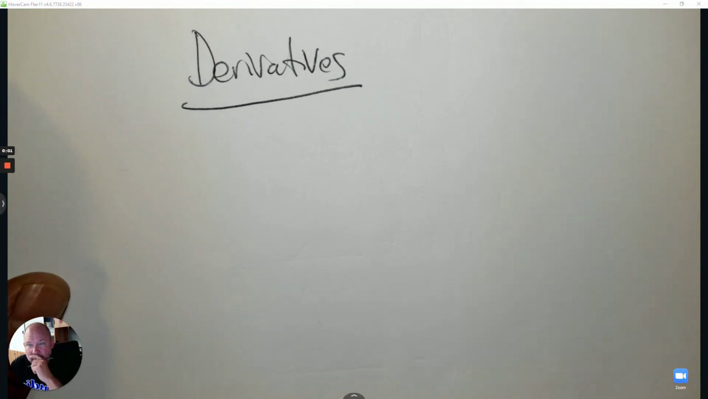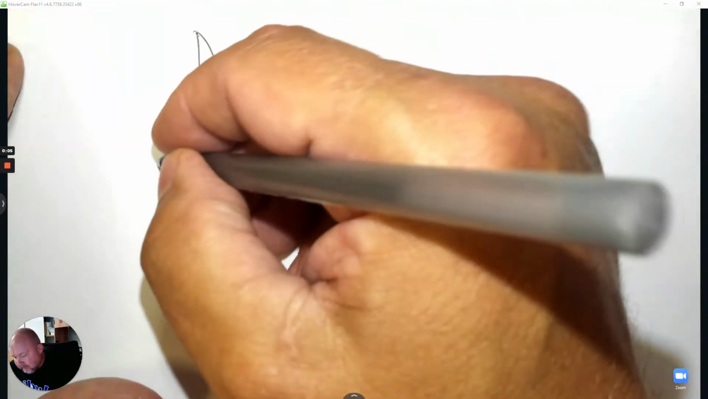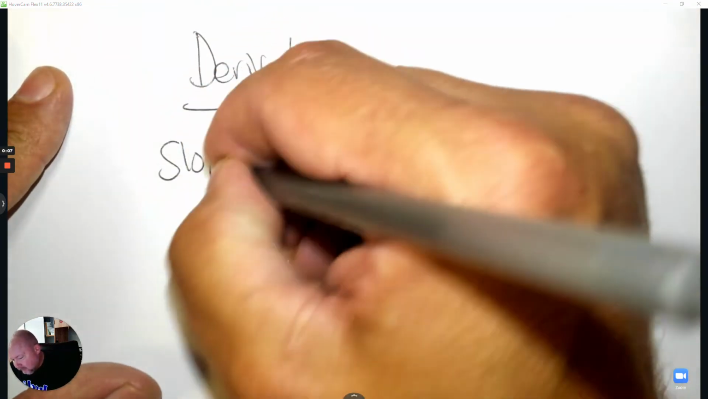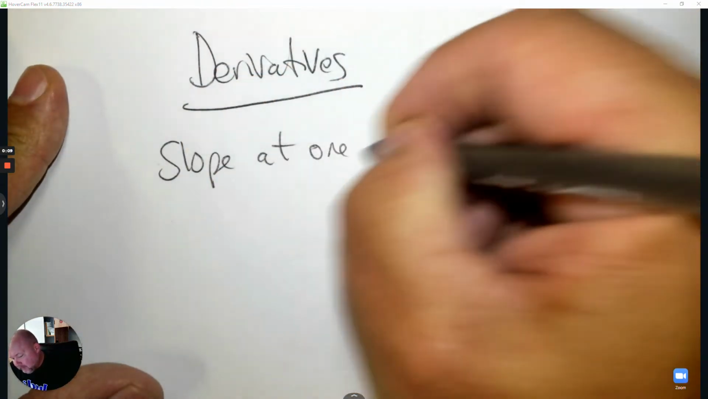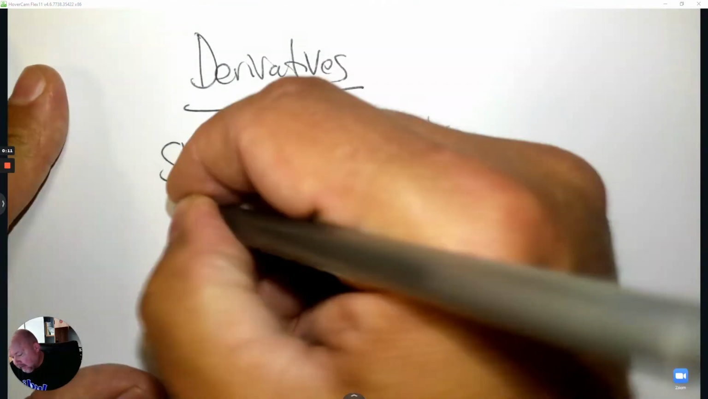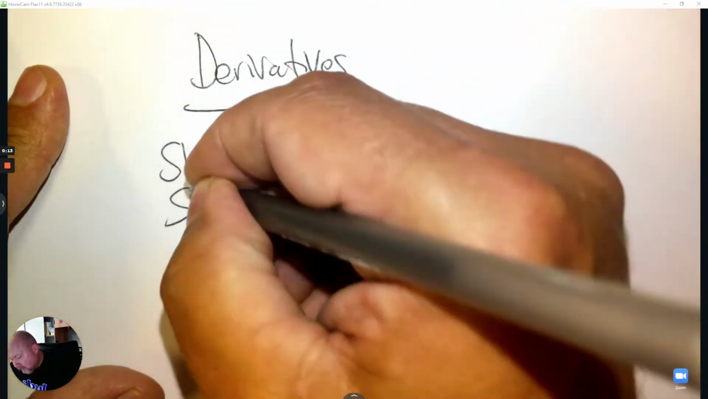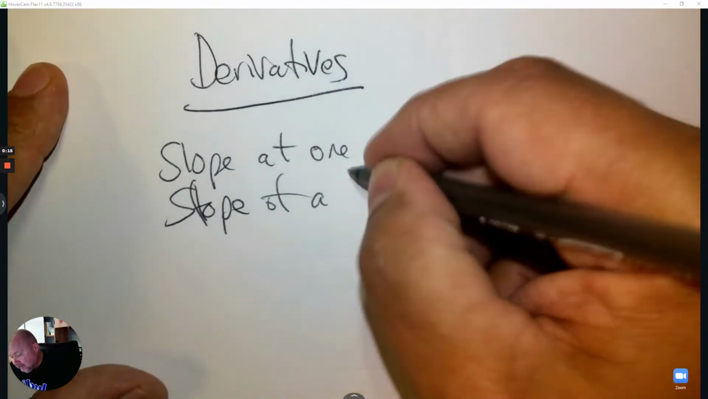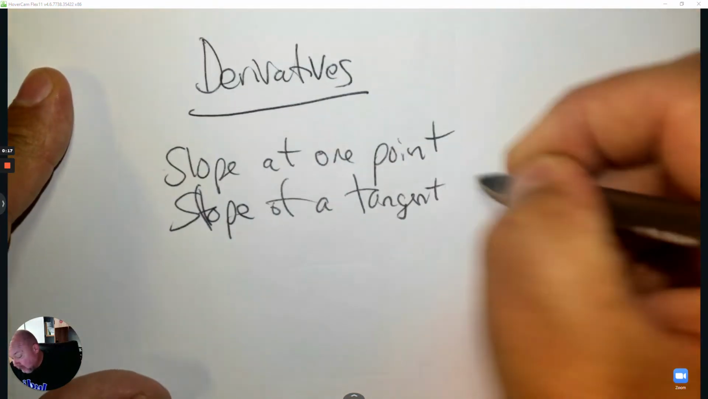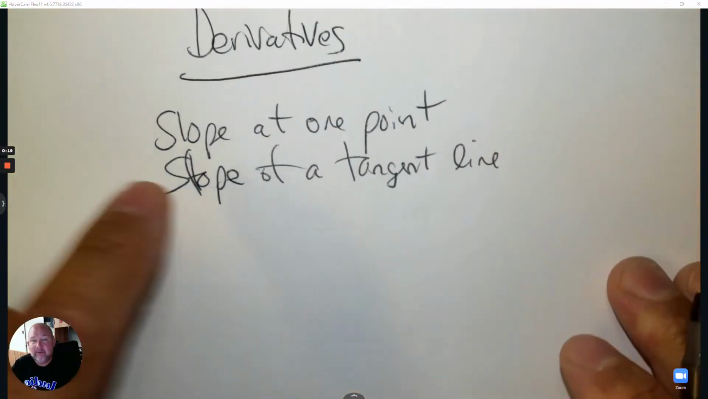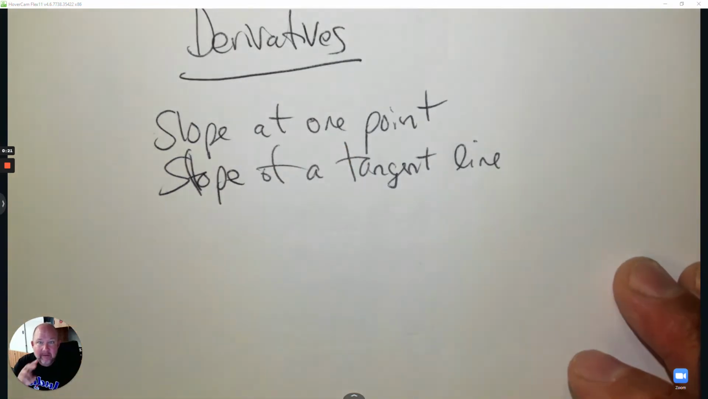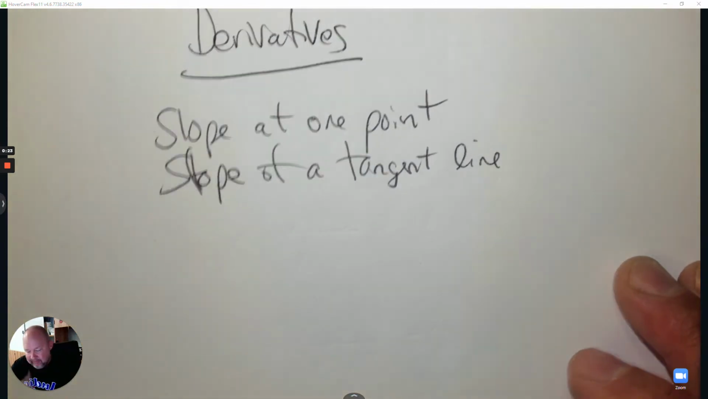So this is a review on derivatives, but knowing what a derivative is. So derivative is slope at one point. You could also say slope of a tangent line, but I really want you to say the word slope and have the concept it's slope at one point rather than slope at 2 points.